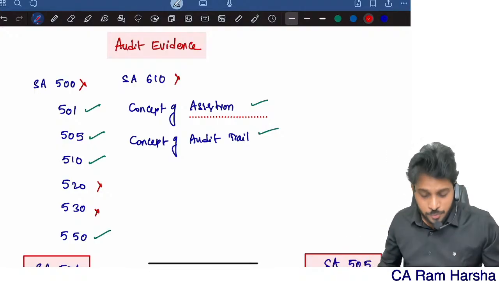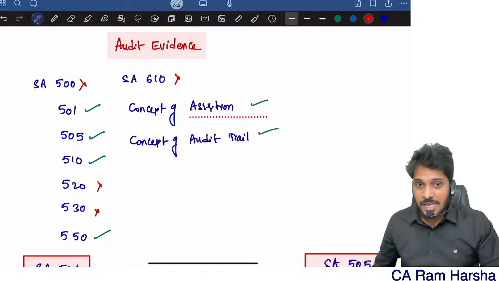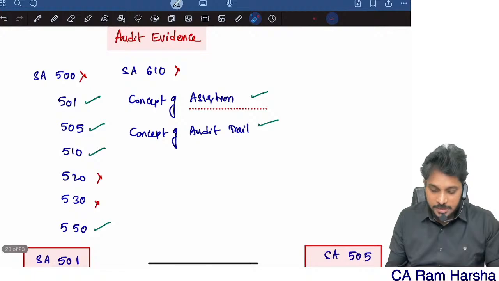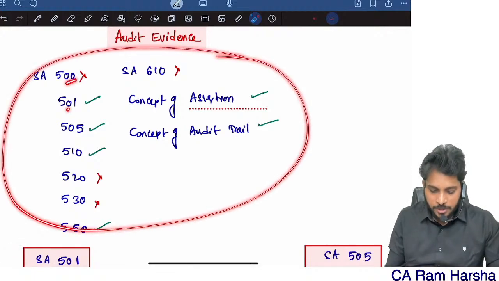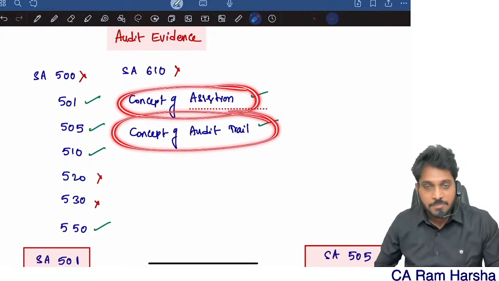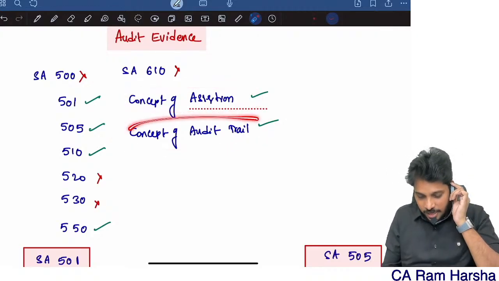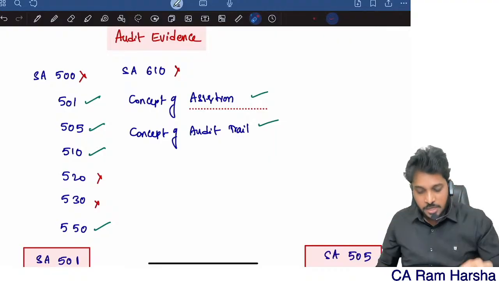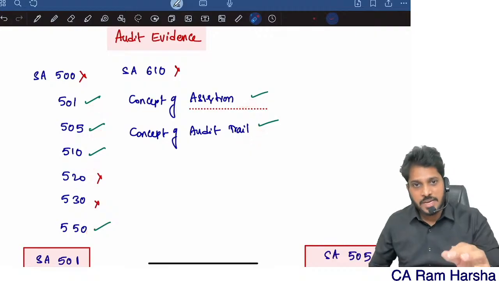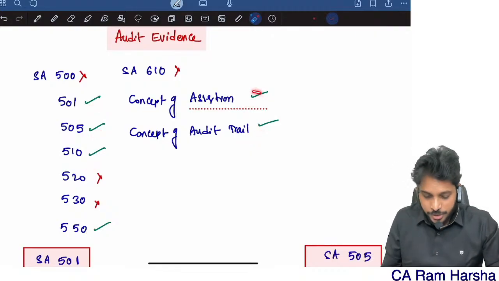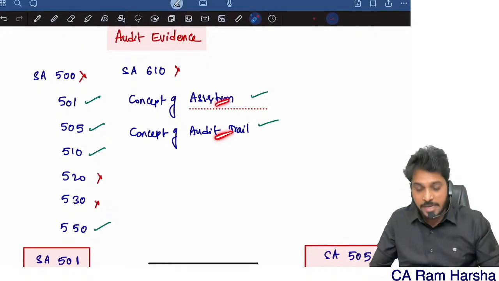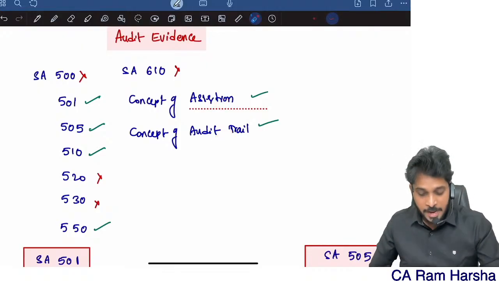So guys, now we are going to revise another chapter called audit evidence. This audit evidence has these many concepts. Approximately we have 8 standards, and we also have 2 different concepts, something like the concept of assertion and the concept of audit trail. Whatever I have ticked in green, that we are going to revise now. So we are going to revise approximately 6 topics, like 4 standards and 2 different topics.